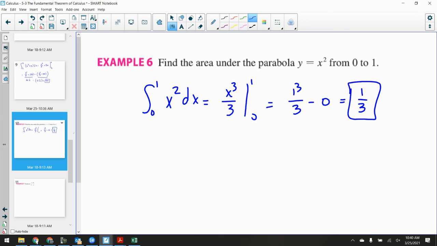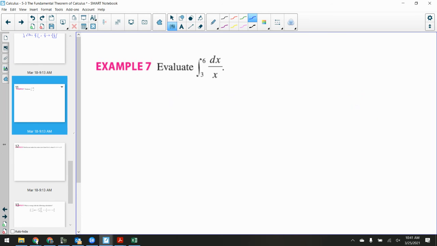Remember that big long proof that we did in section 5.1? Remember when we ended with 1/3? We just did that all in like 2 seconds, right? Because of the fundamental theorem of calculus 2. So nice, right? So convenient. That's a good word for it, convenient.